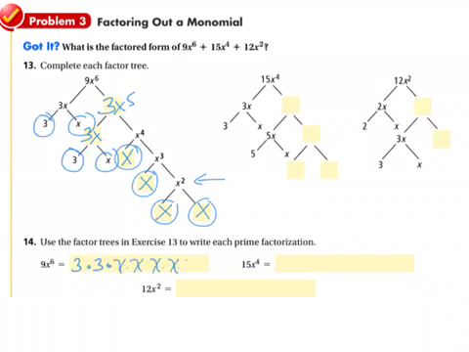So that's the factorization of 9x to the 6th. Let's look at 15x to the 4th. Again, we're going to factor out the 3x, so it's 3x times 5x cubed. 3x became 3 times x. 5x cubed became 5x times x squared, which became x times x. So the factored version of this is 3 times 5 times x times x times x times x.